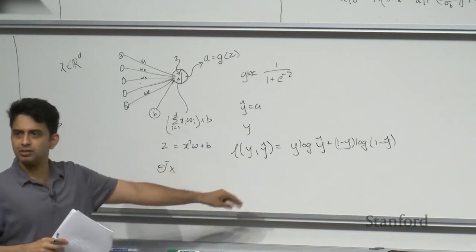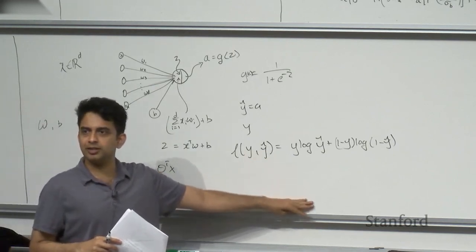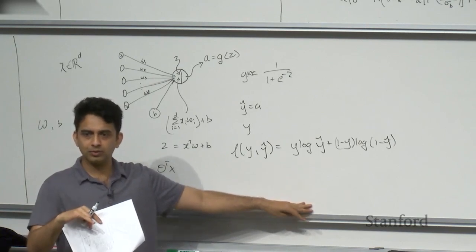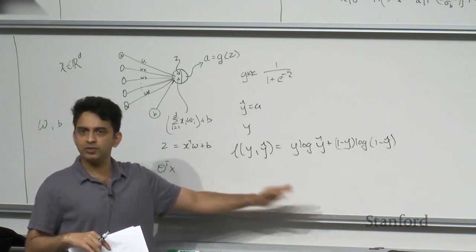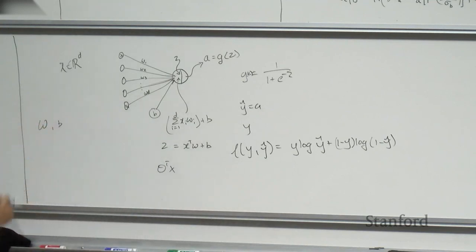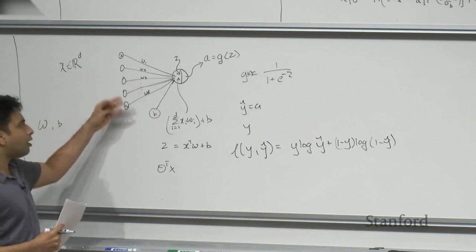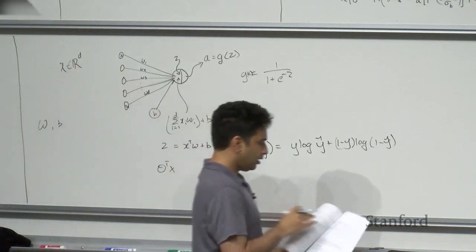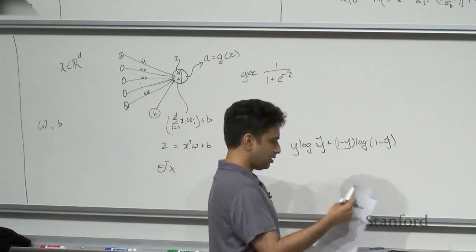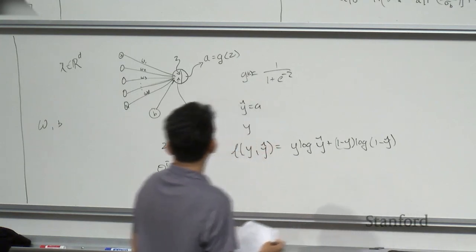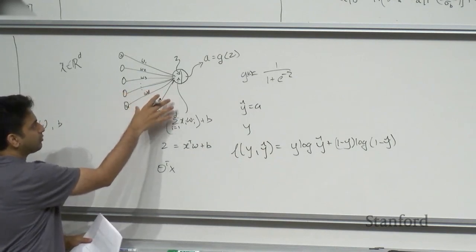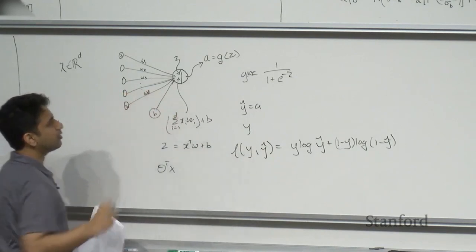Any questions on why this is similar to logistic regression? Yeah, so this is logistic regression viewed in terms of connections and neurons, so to speak. Now, what we're going to do next is take this network, come back to this network view, and start growing this network.